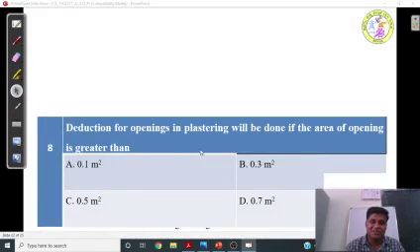Next, the deductions for openings in plastering will be done if the area of the opening is greater than 0.1 square meter, 0.3 square meter, 0.5 square meter, or 0.7 square meter. So the right answer is C. If the area of the opening is greater than 0.5 square meters, the deductions will be done.